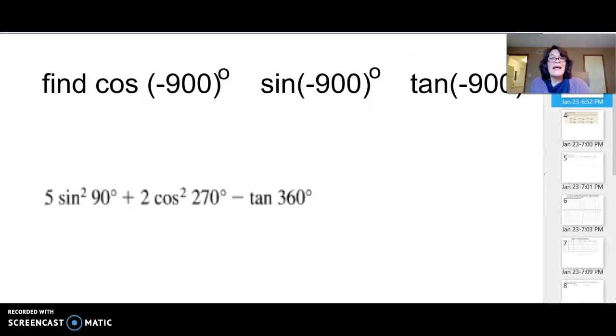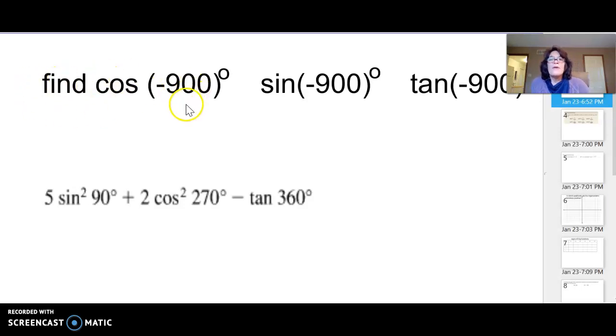Okay, gang, this is the last section of chapter 1. What do you think? We'll be on to chapter 2 next week. This is 1-4, and we're going to use the trig functions that we learned last chapter.